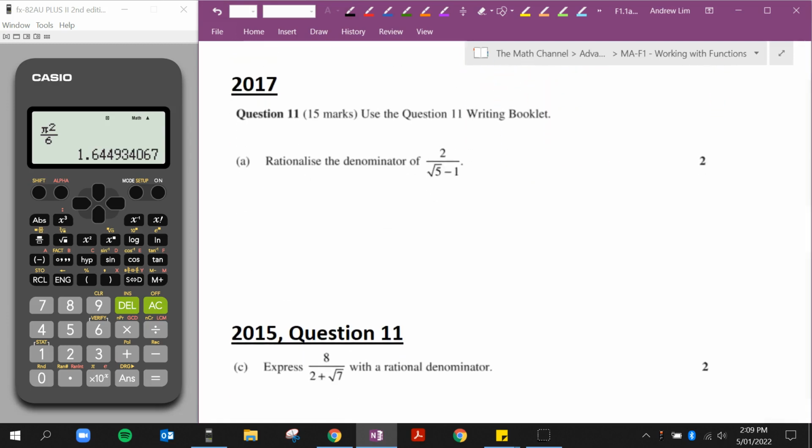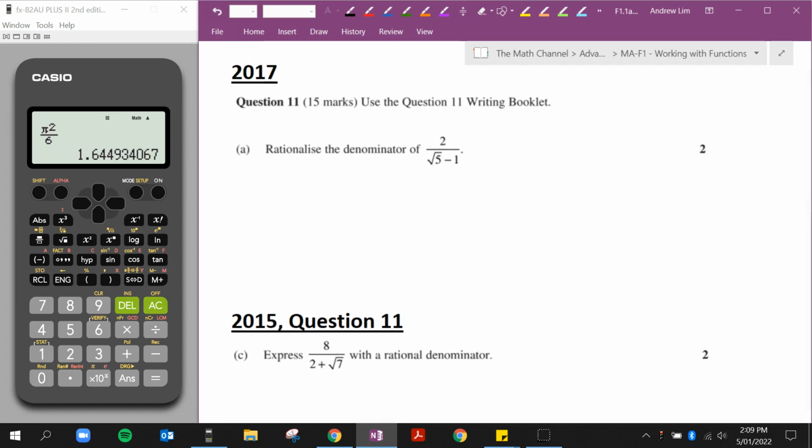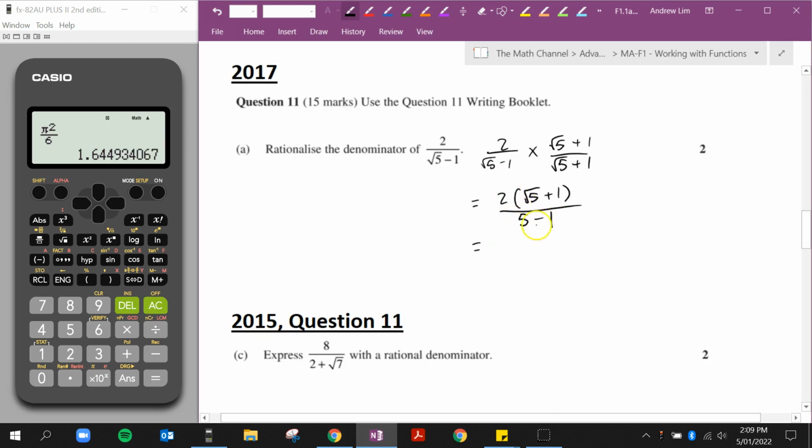Okay. Question 11a of the 2017 paper. Rationalize this denominator of 2 over root 5 minus 1. So 2 over root 5 minus 1. The conjugate is root 5 plus 1 over root 5 plus 1. So that's going to give me 2 lots of root 5 plus 1 over root 5 times root 5 is 5. Put a minus sign. 1 squared is 1. So that becomes 2 over 4, which can simplify to root 5 plus 1 all over 2.